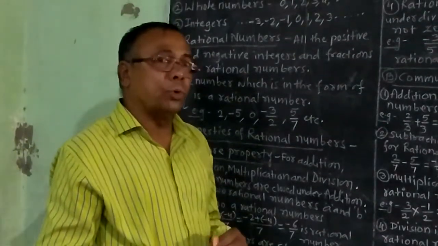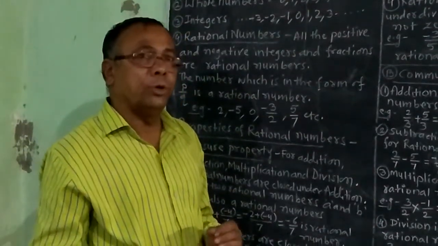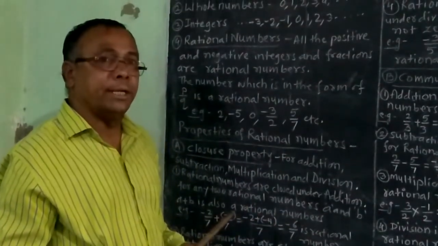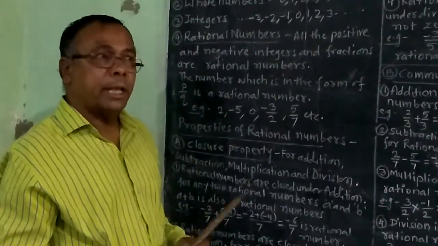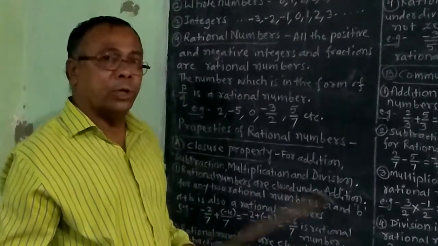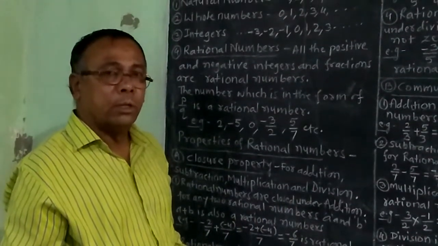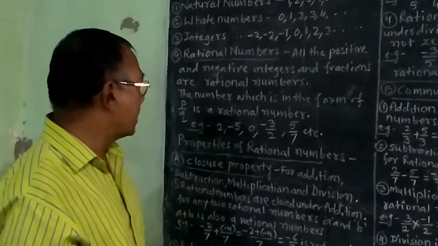Last year I told you the definition of rational number, that if p is any integer and q is any non-zero integer, then the ratio p upon q is called a rational number.